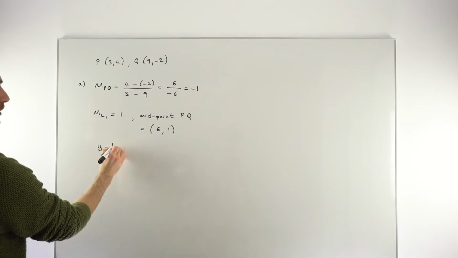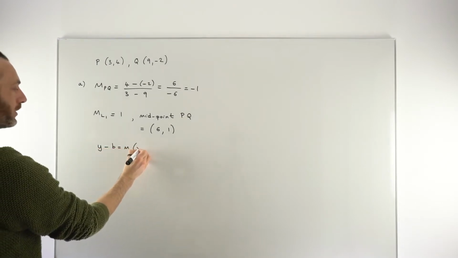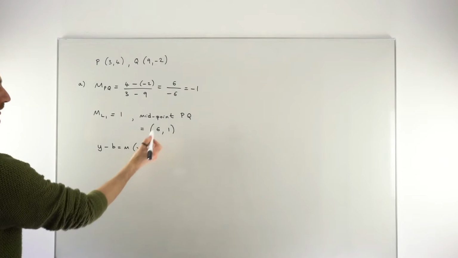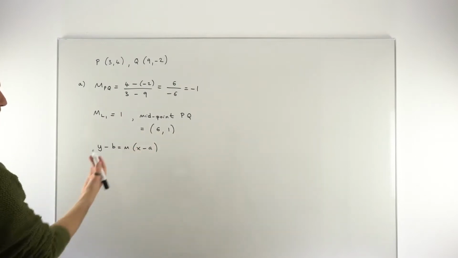That now means we've got a gradient and we've got a point on our line. So we can then go ahead and use the y minus b formula for making the equation of a straight line. So the 6 and the 1 are playing the role of our a and b.